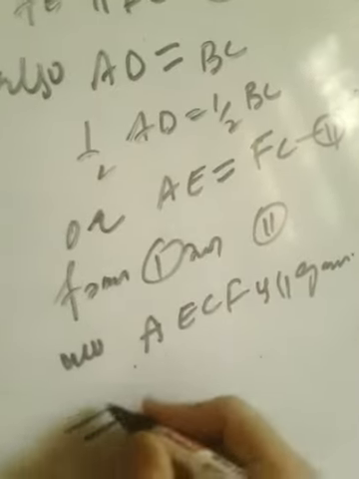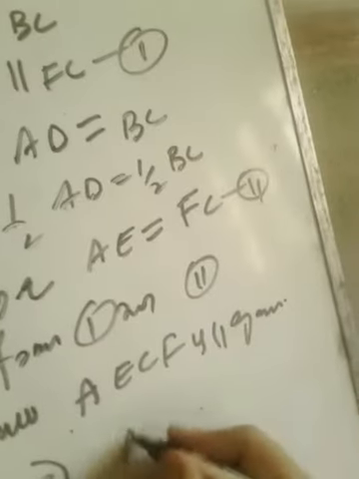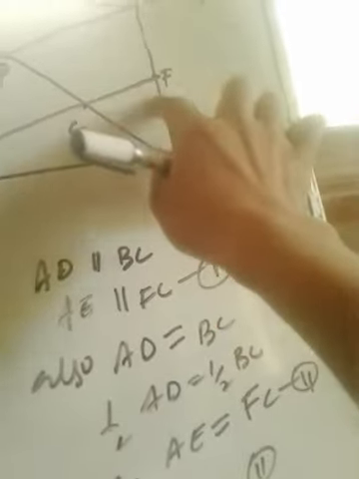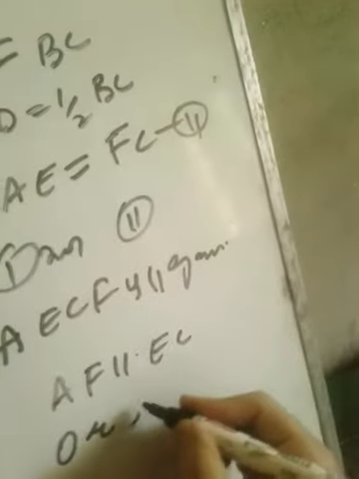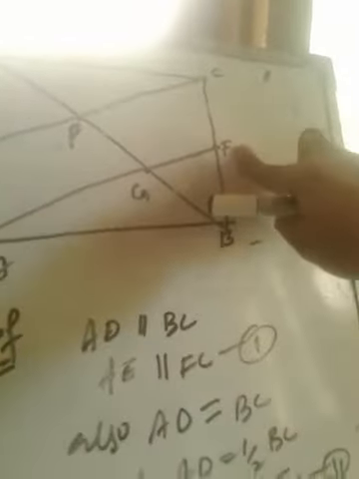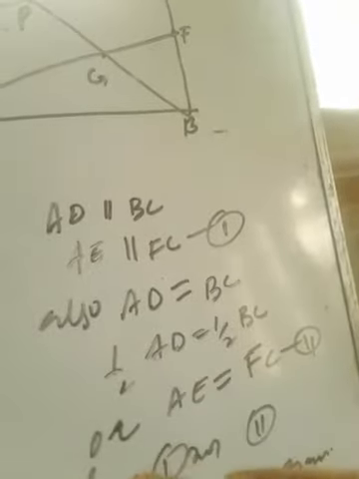AEFC is a parallelogram, which implies that AF is parallel to EC, or we can write GF parallel to PC, GF or FG parallel to PC. But F is the midpoint of BC. Here the converse of the midpoint theorem will come into play.